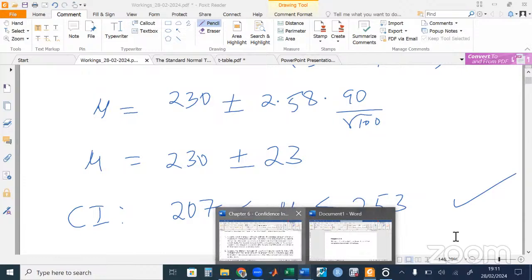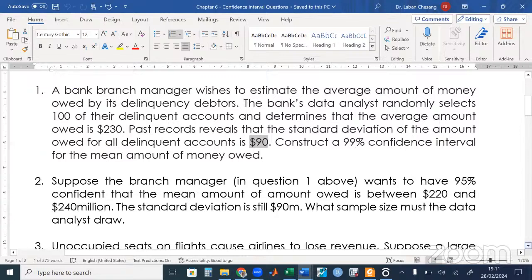Let me do the second question, and I'll give you some minutes to do another one. Question two is related to the same question. In the same scenario, suppose the manager from the first question wants to estimate a 95% confidence level, such that the mean amount owed will lie between 220 and 240 with the same standard deviation. How many accounts must this person sample to conclude that the interval is between 220 and 240? What will be the desired sample size?